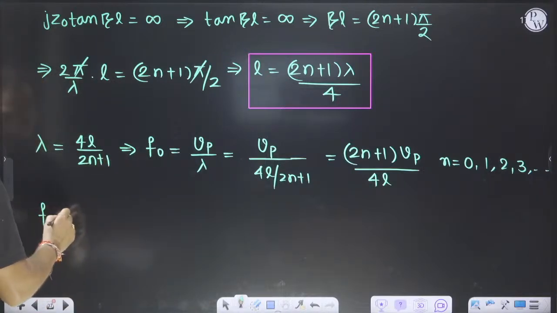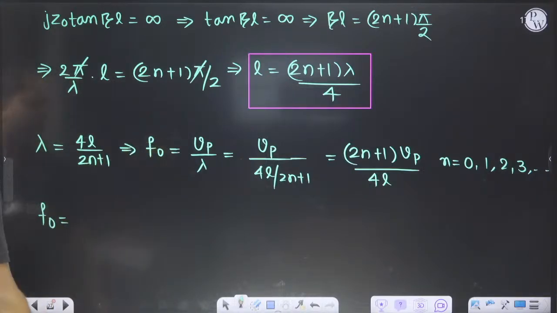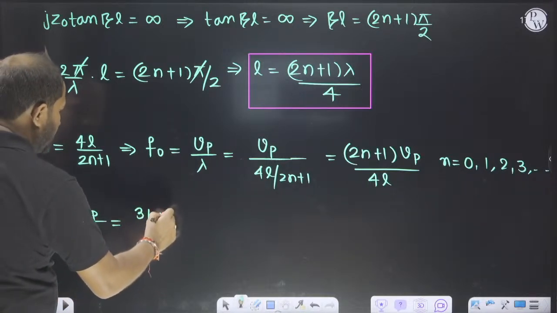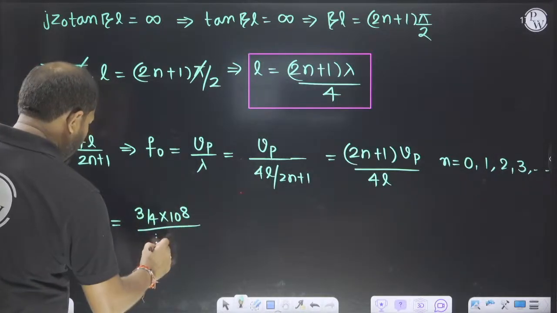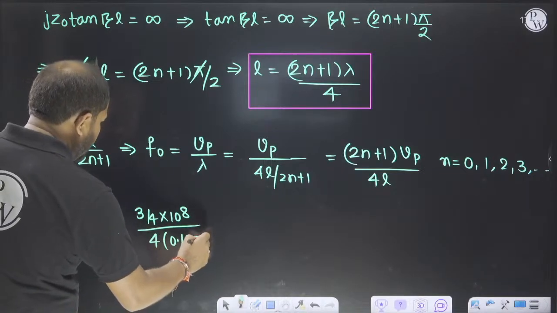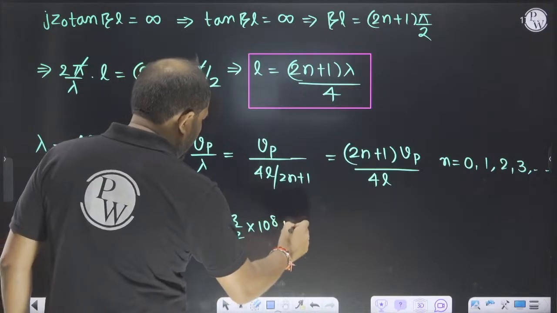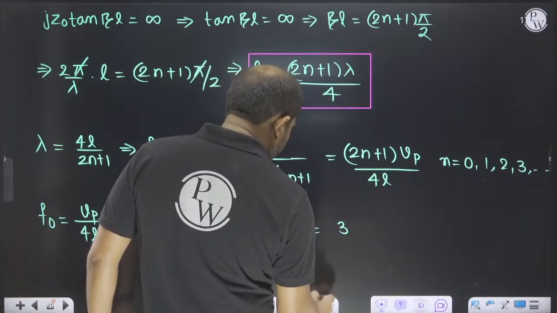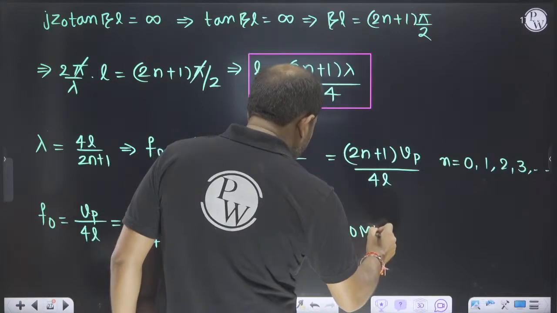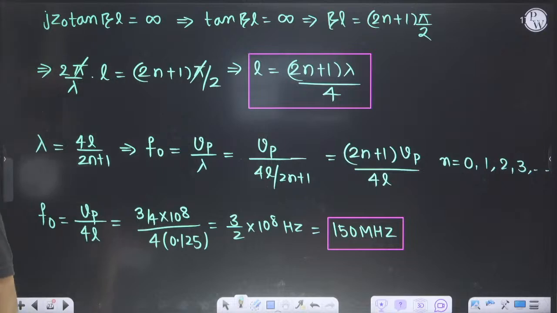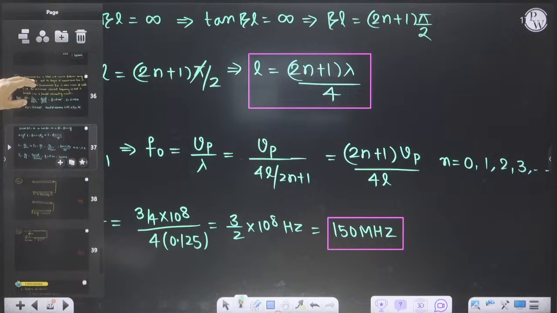Then F naught will be equal to Vp. So n is 0. I will put n is equal to 0. Vp upon 4L. Vp is 3 by 4 into 10 to the power 8 and L is 0.125. 0.125 is 0.5. So 3 by 2 into 10 to the power 8 Hertz. That means 150 megahertz. This is the calculation for F naught. So F naught is equal to 150 megahertz.